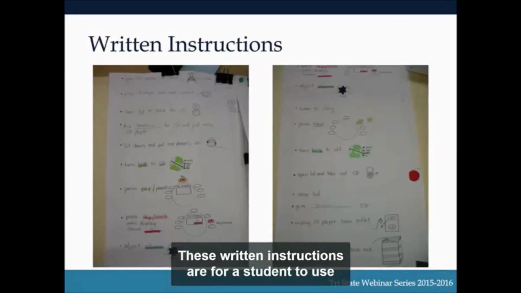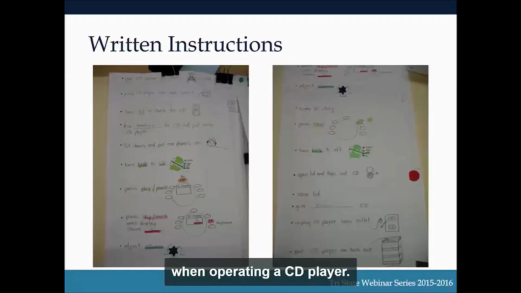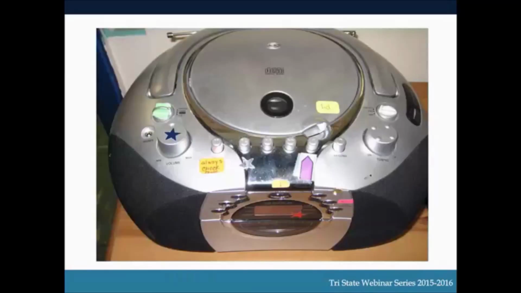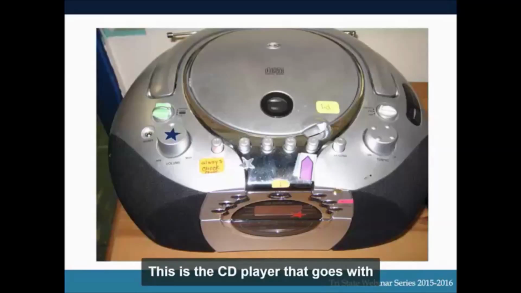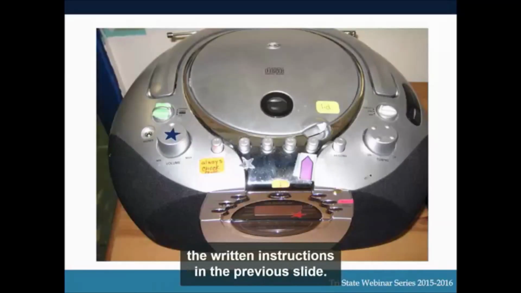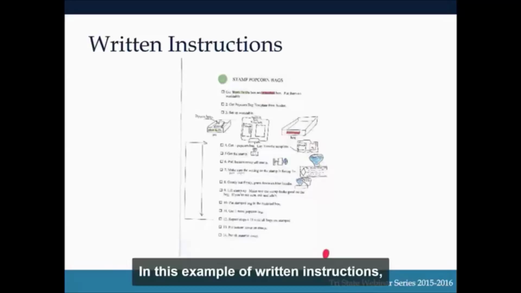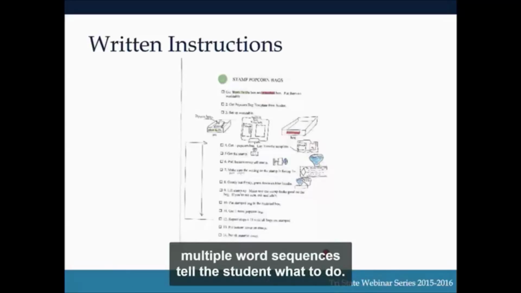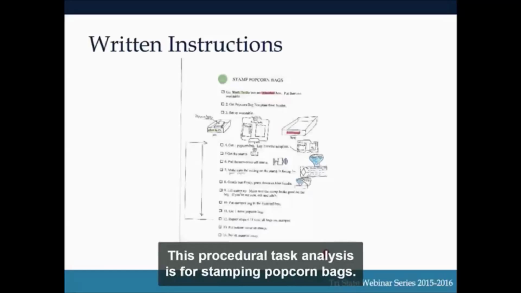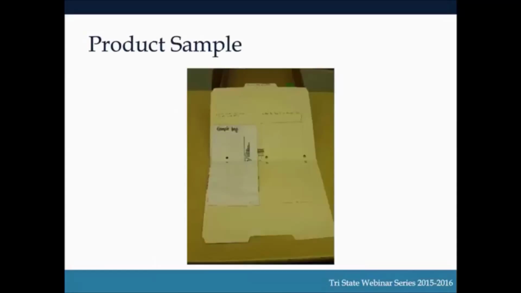These written instructions are for a student to use when operating a CD player. This is the CD player that goes with the written instructions in the previous slide. In this example of written instructions, multiple word sequences tell the student what to do. This procedural task analysis is for stamping popcorn bags.